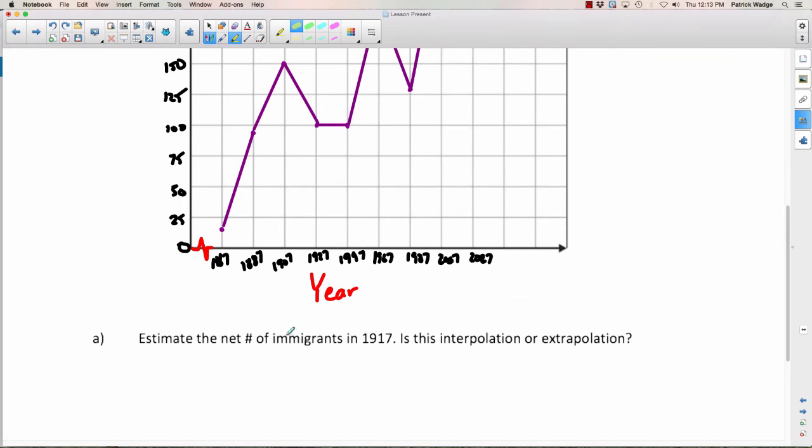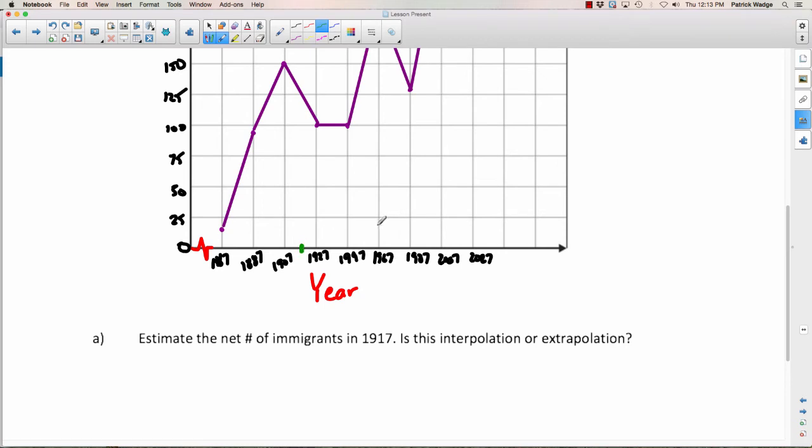Estimate the net number of immigrants in 1917. Is this interpolation or extrapolation? So 1917, where would that be? Well, here's 1907, and here's 1927. So that's 20 years difference. So right in the middle would be 10 years more. Oh, that'd be 1917. It'd be right there.